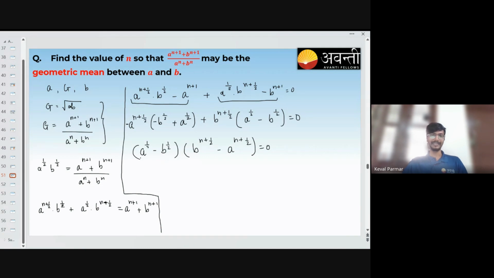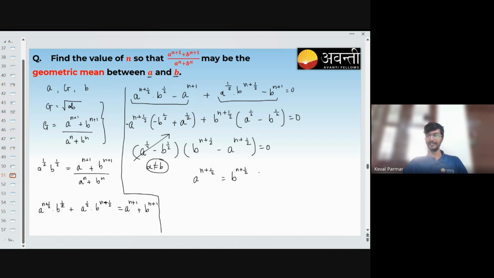Now, I can cancel out this factor because this cannot be equal to 0, because A is not equal to B. If A and B become the same, then I will not get a GP. If A and B are same, that means I will not get a GP. That means I can cancel out this factor. So from here I'll get A raised to n plus half is equals to B raised to n plus half.